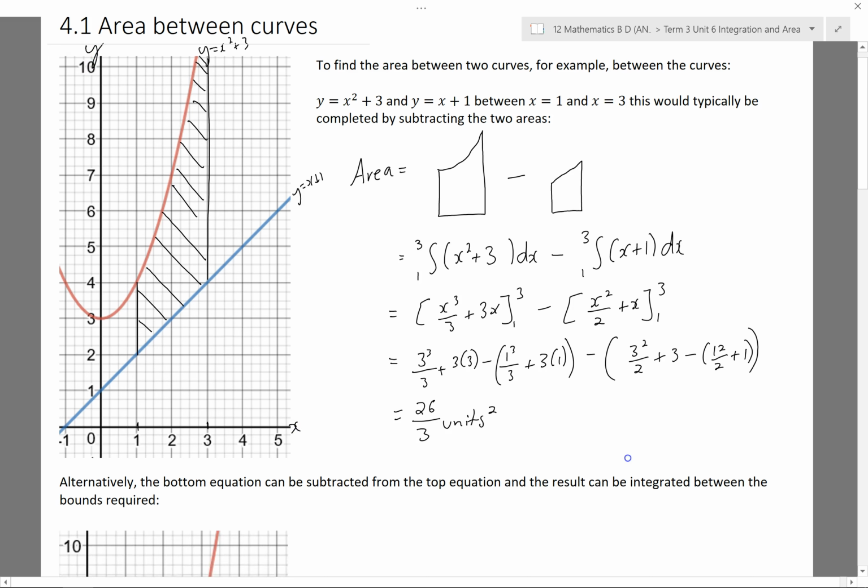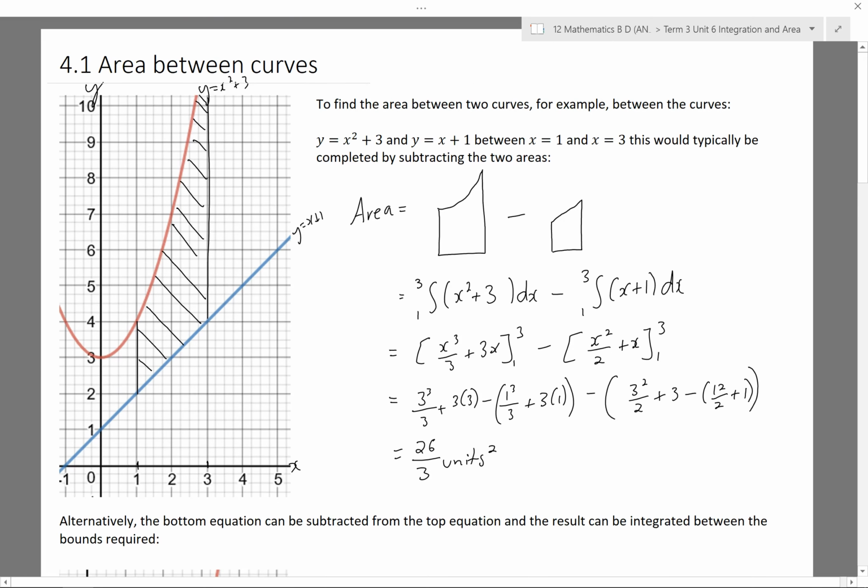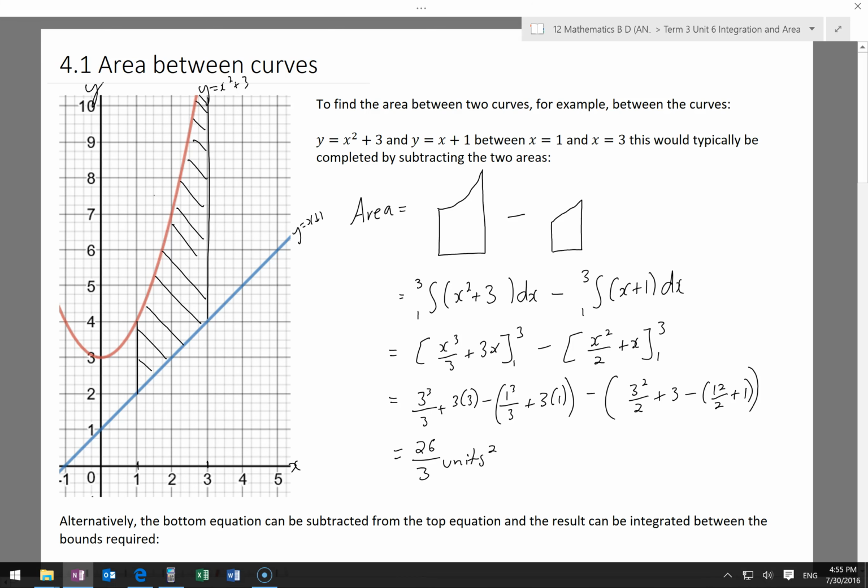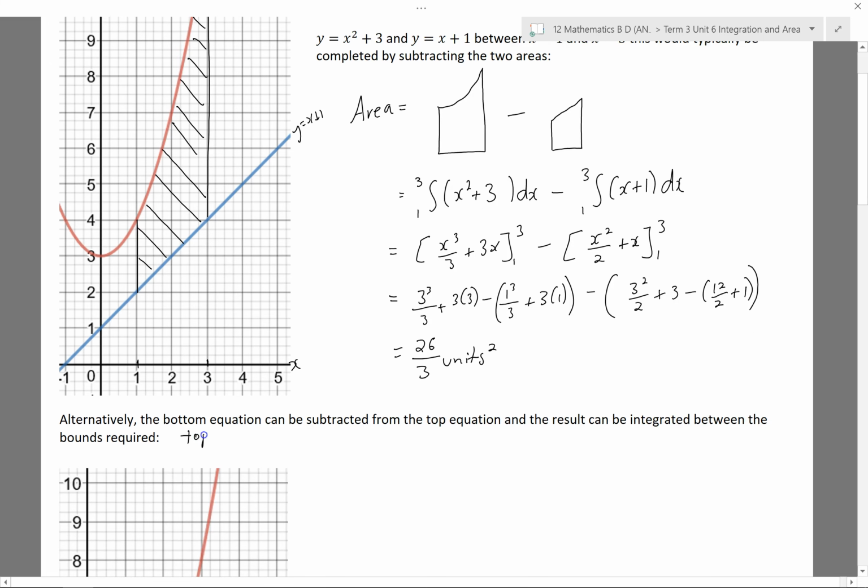There is an alternative method where I can actually do the top equation minus the bottom equation and then integrate that new function. X squared plus 3 is the one on top, x plus 1 is the one below. So my new function will be the top equation minus the bottom equation. That is x squared plus 3 minus x plus 1, brackets because I'm subtracting more than one thing. I'll end up with x squared plus 3 minus x minus 1, or x squared minus x plus 2.